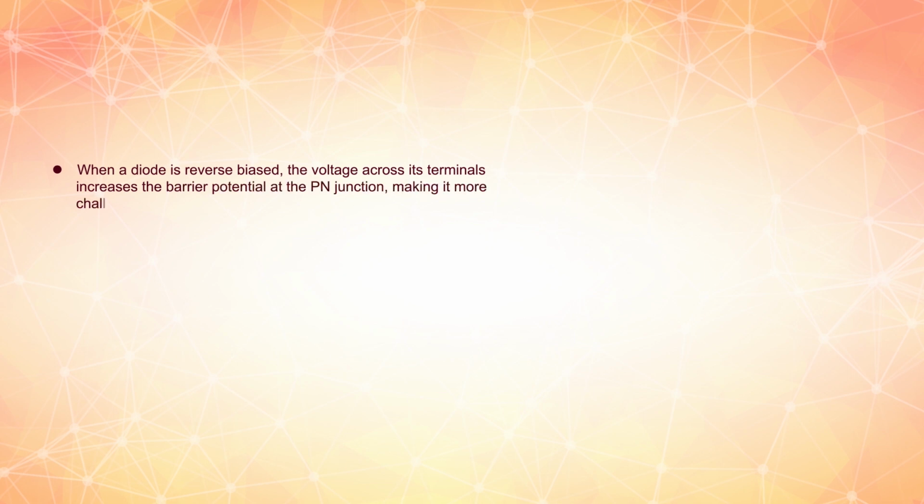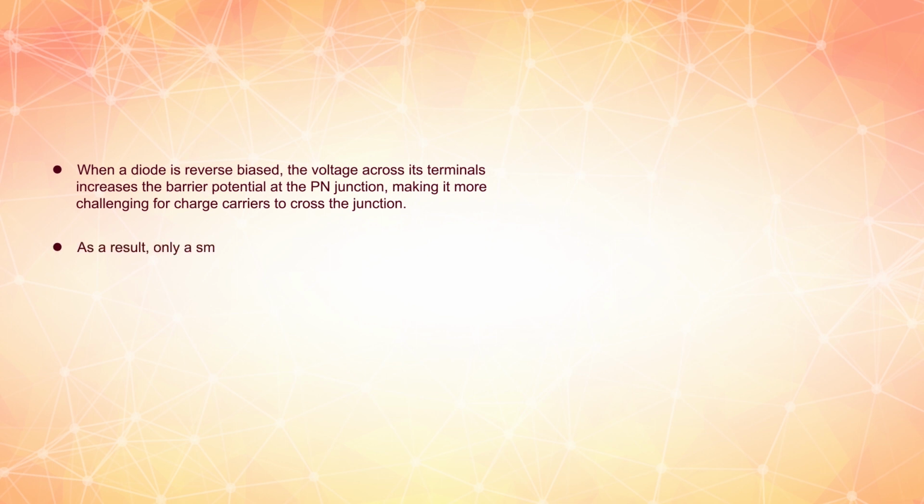When a diode is reverse biased, the voltage across its terminals increases the barrier potential at the p-n junction, making it more challenging for charge carriers to cross the junction. In simple words, when reverse biasing is applied, it blocks the charge carriers from moving from one region to another through the junction. It increases the challenge for the charge carriers to cross the junction.